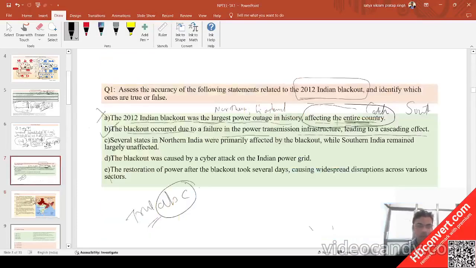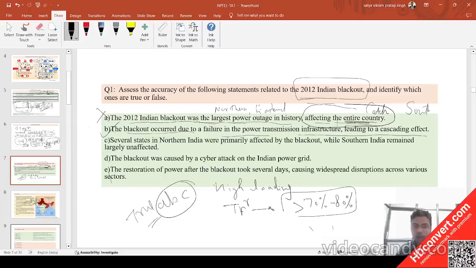What do you mean by high loading? I have told you, high loading means your transformer has a certain loading capacity, no? If you are increasing beyond this 70% to 80% level, it will overload. If the current is greater than this limit, it will trip. And this trip happened in a cascaded manner, which affected many transmission lines. So that resulted in a cascading effect. It means that it is true.